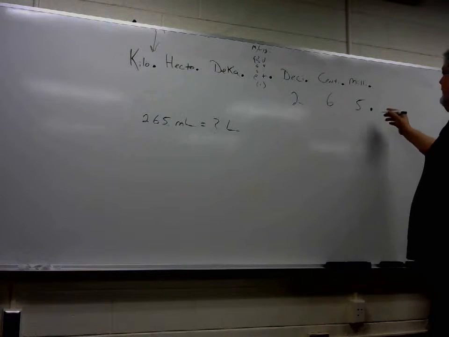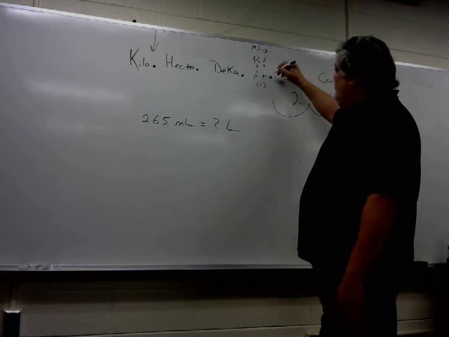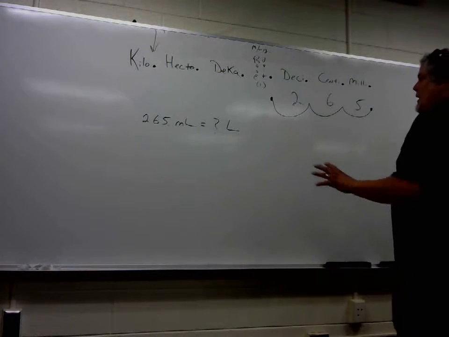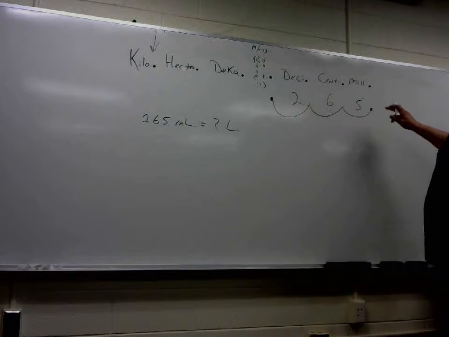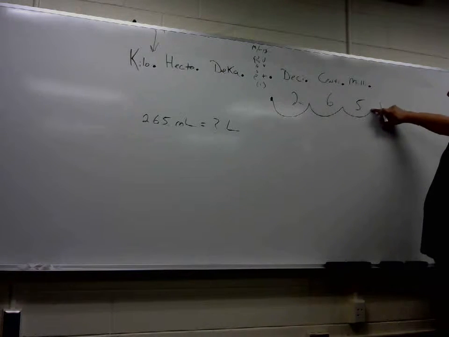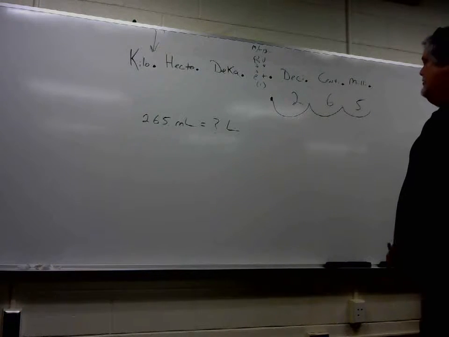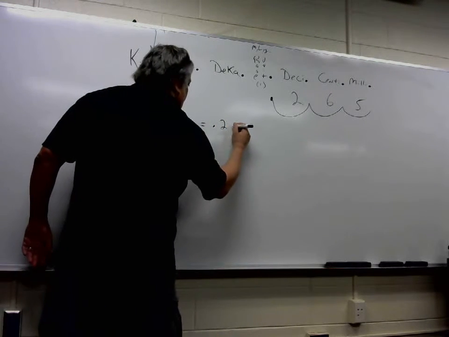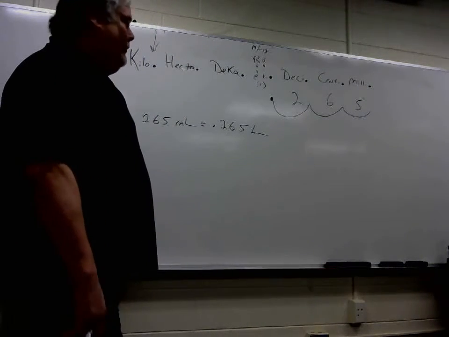So what we're going to do is move this 1, 2, 3 until we get to the base unit, because you're wanting to know how many liters. Liters is a base unit of 1, okay? So we've come over 1, 2, 3 decimal points. We're going to get rid of the original decimal. So now we know that 265 milliliters is equal to 0.265 liters. Pretty simple, correct?